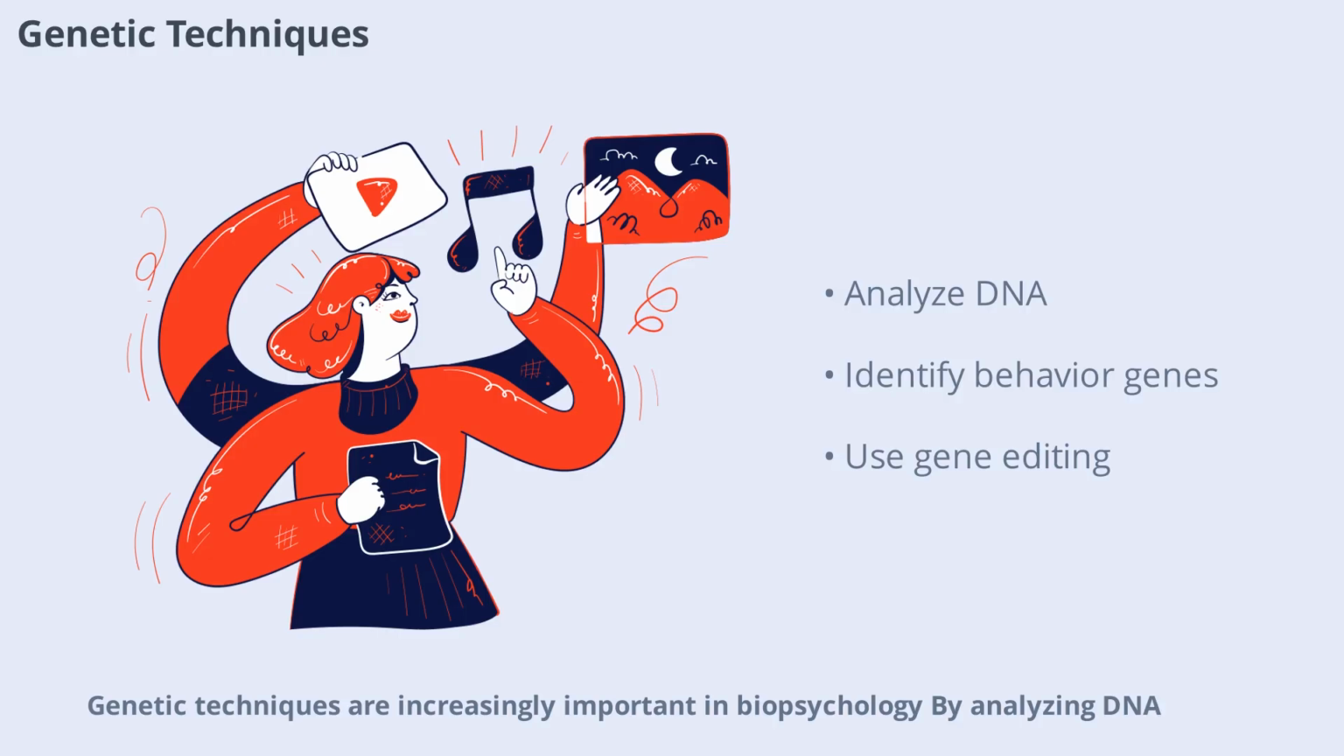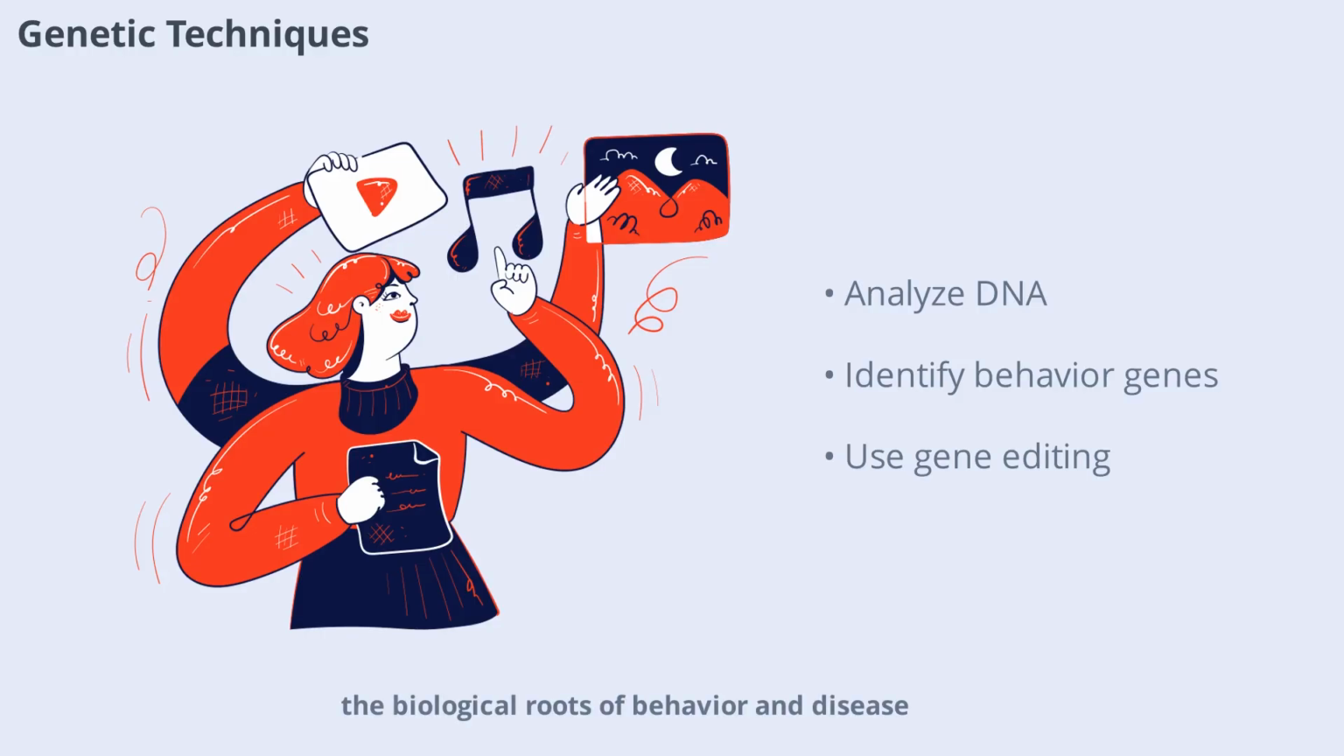Genetic techniques are increasingly important in biopsychology. By analyzing DNA, researchers can identify genes linked to behavior, mental health, and brain function. Techniques like genome-wide association studies, GWAS, and gene editing tools such as CRISPR allow scientists to explore how genetic variations contribute to individual differences. These methods are revolutionizing our understanding of the biological roots of behavior and disease.